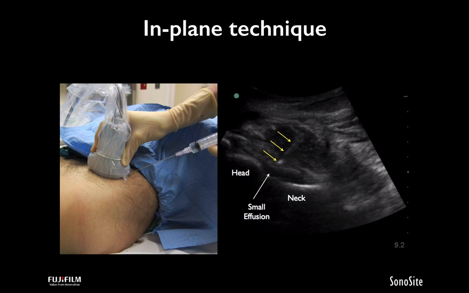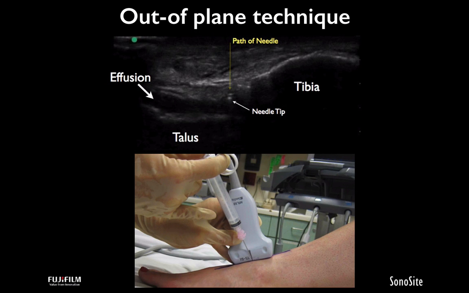So here, this is the in-plane technique. We talked about this already. You're going to watch the needle tip all the way down. And this is the out-of-plane technique. And this is how we do central venous cannulation. You're not seeing that needle all the way through. This is a little more complicated, I think. But for certain techniques like the ankle, I think you're kind of forced to do that because you don't have a lot of space to maneuver your needle.